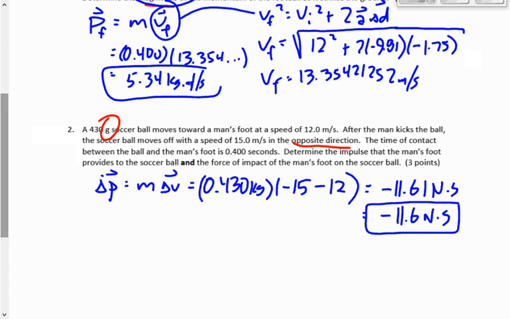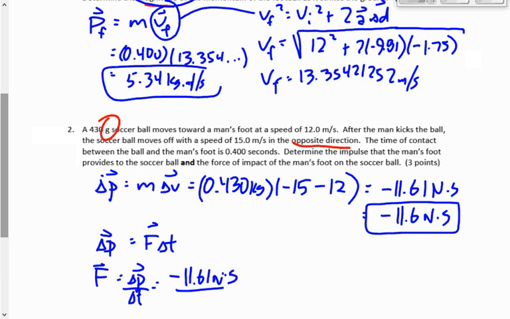Now we're looking for the force of impact of the man's foot on the ball. We already have the impulse. Now let's use impulse is equal to F times delta t, and just divide that impulse by the time. I get negative 11.61 newton seconds divided by the time of 0.400 seconds. And that gives me a value for the force of negative 29.0 newtons.